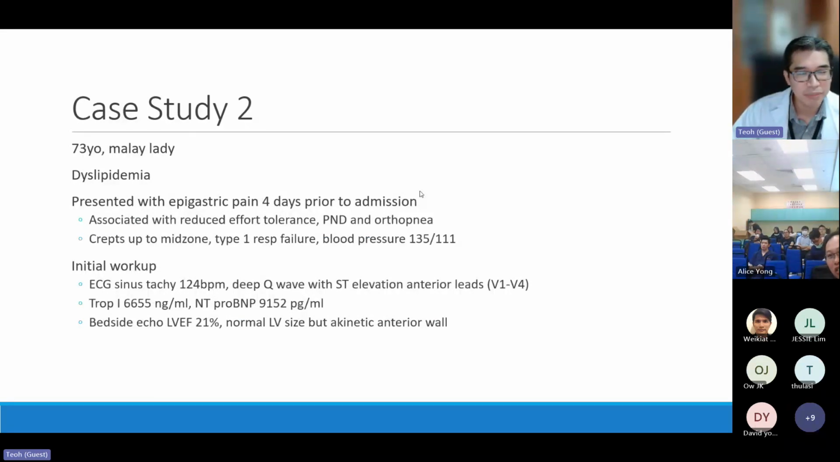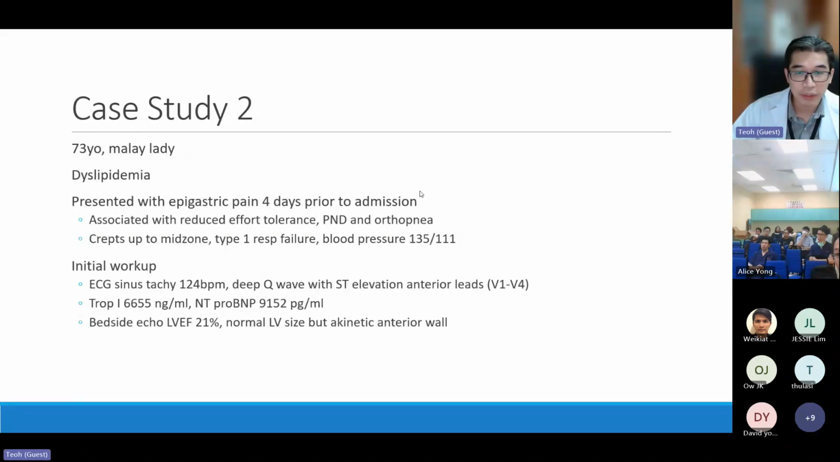On examination, typical crepitations up to the mid zone. Now, type 1 respiratory failure with a PO2 of less than 50, but the blood pressure is okay, 135/111 millimeters of mercury. So of course, the emergency department did the initial workup. ECG shows sinus tachycardia 124, already deep Q waves with ST elevation. But this is a 4-day history already. Troponin I is 6,000 and NT-proBNP is 9,000. So we did a bedside echo, EF is 21%.